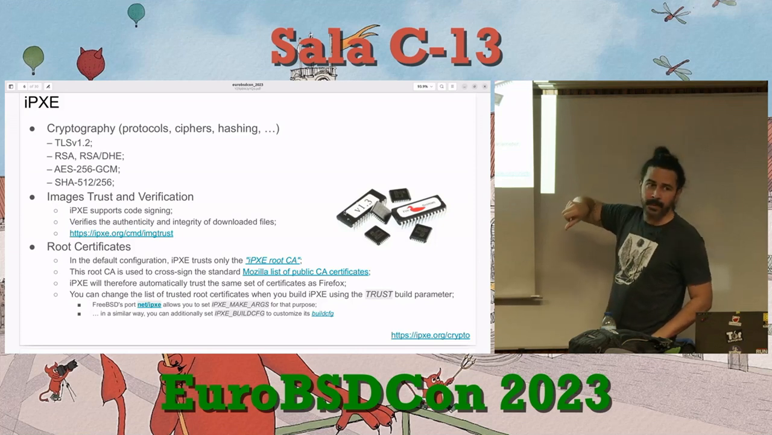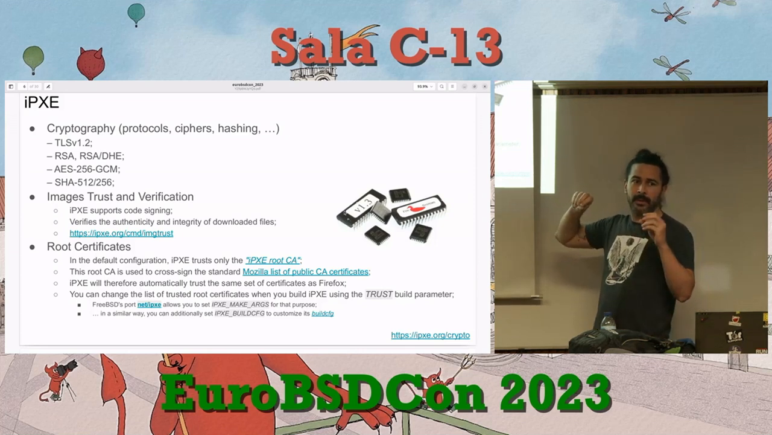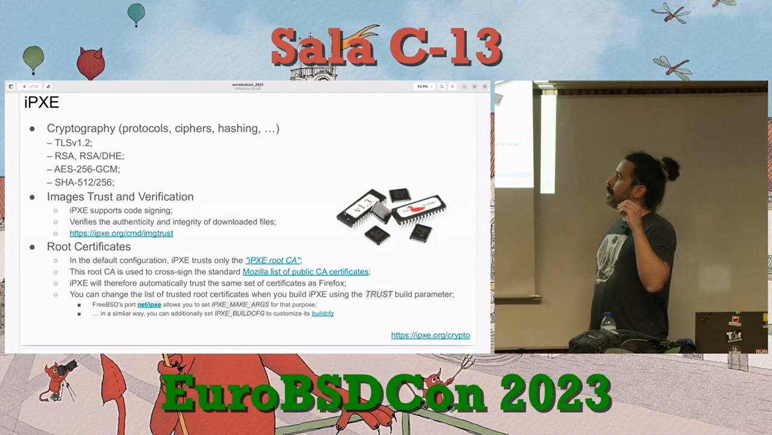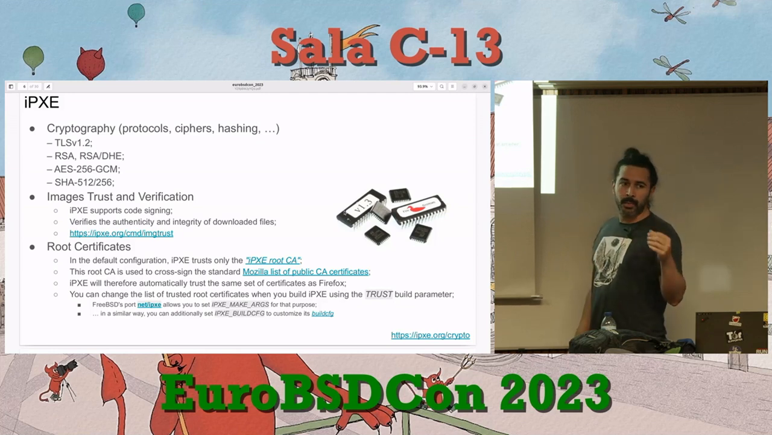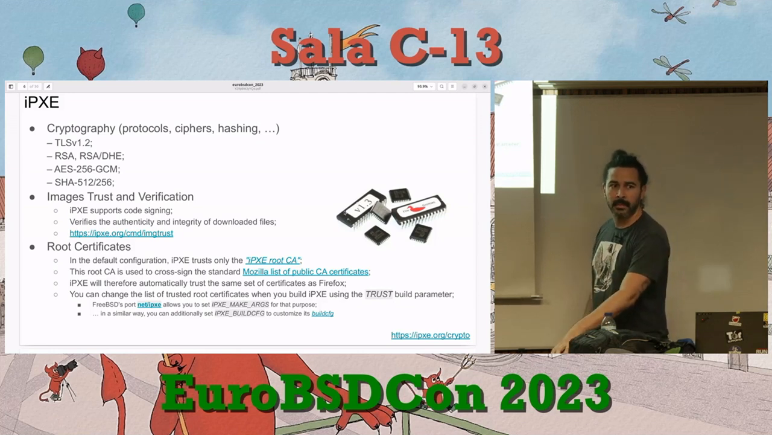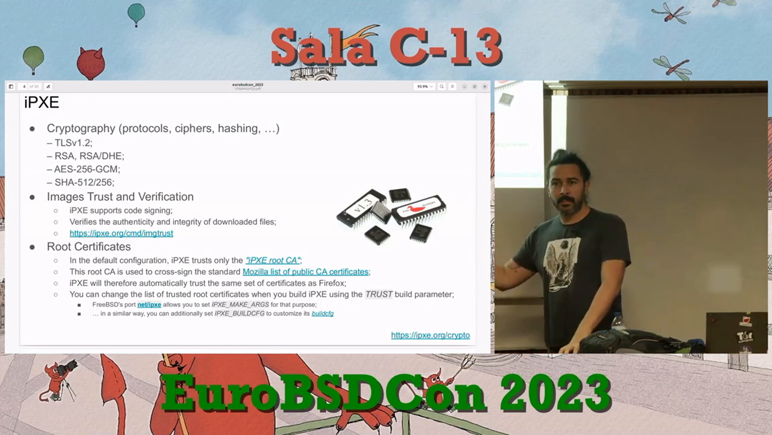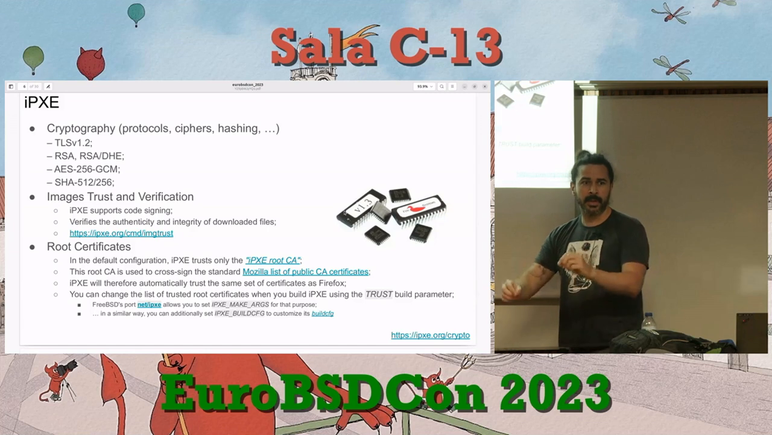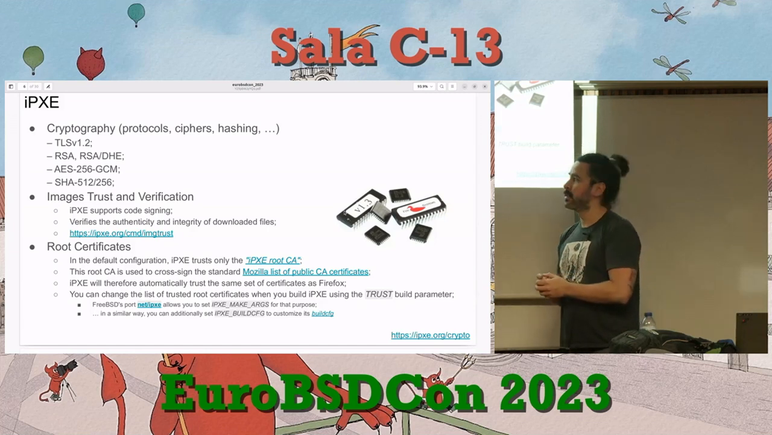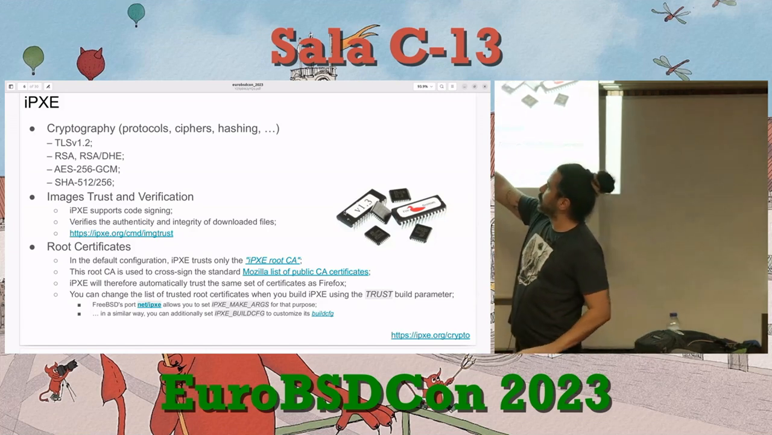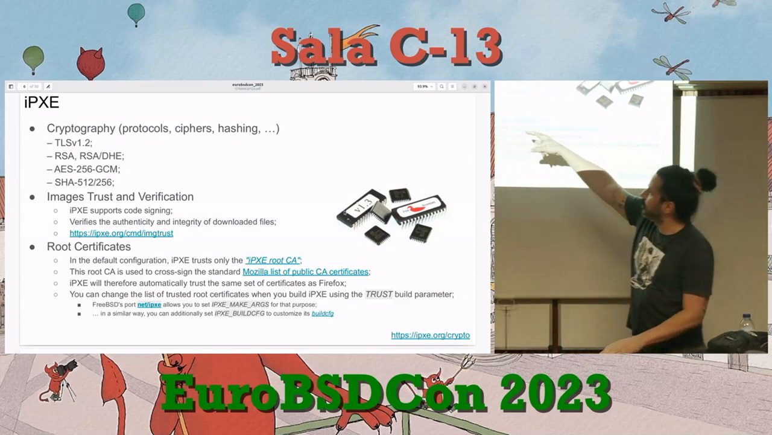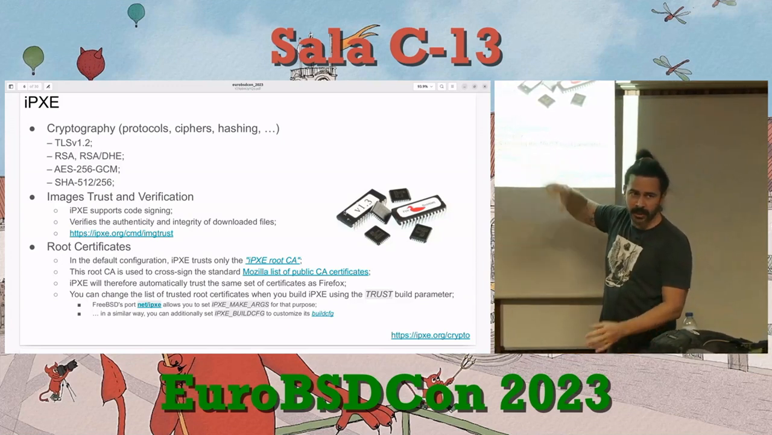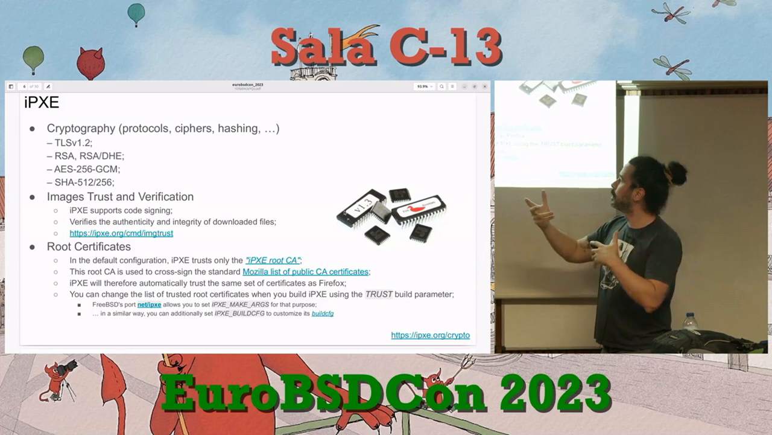And with iPXE you can also use a nice feature: if you have binaries that you want to boot, you can sign them, and you only boot them when you verify that the binary corresponds to the signature, and then you start your operating system. So they use this image trust, and then they verify if the signature corresponds to the binary, and then they will kick off.